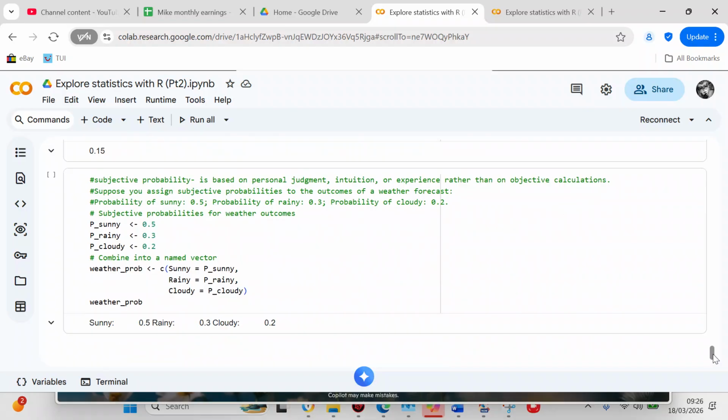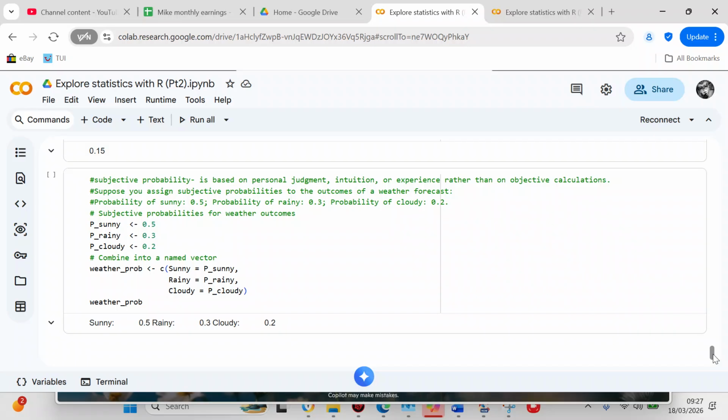So the next thing we're going to talk about is subjective probability, and it's based on personal judgment, intuition, or experience rather than on objective calculations. Suppose you assign subjective probabilities to the outcomes of a weather forecast: probability of sunny is 0.5, probability of rainy is 0.3, and probability of cloudy is 0.2. So P_sunny is 0.5, P_rainy is 0.3, P_cloudy is 0.2, and then we're going to combine them into a vector.